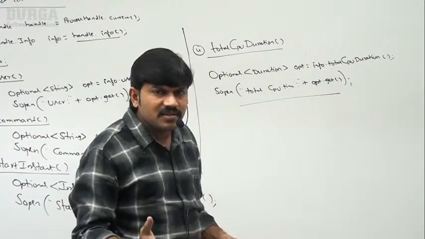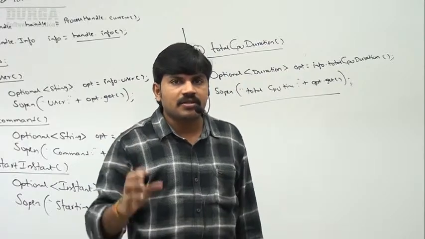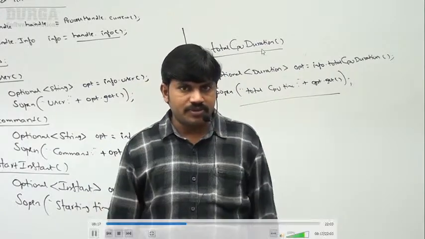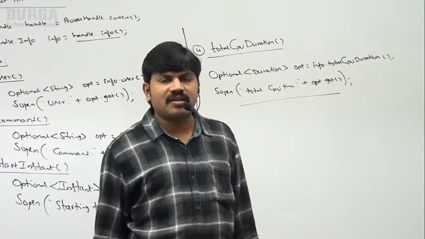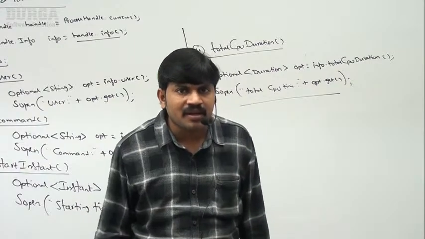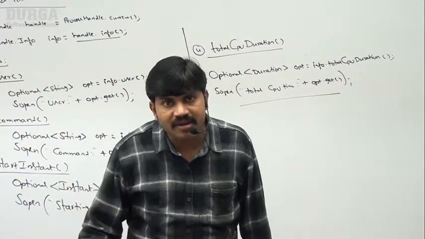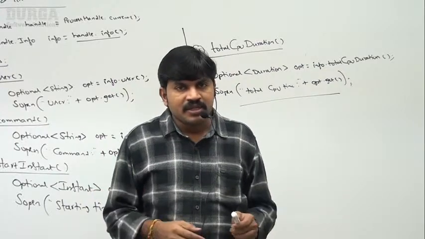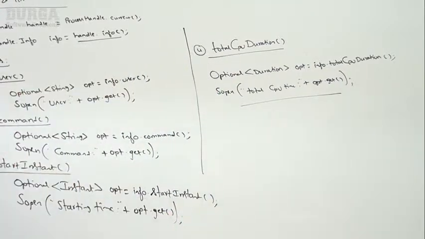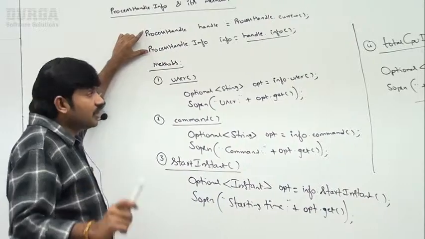Sir, that's all. These are the important methods you can call on the info object. Another one or two methods are there, like the command line method, but these are the major methods you can call on the info object. Up to this is clear, right? Sir, can you please spell out how to get the info object?